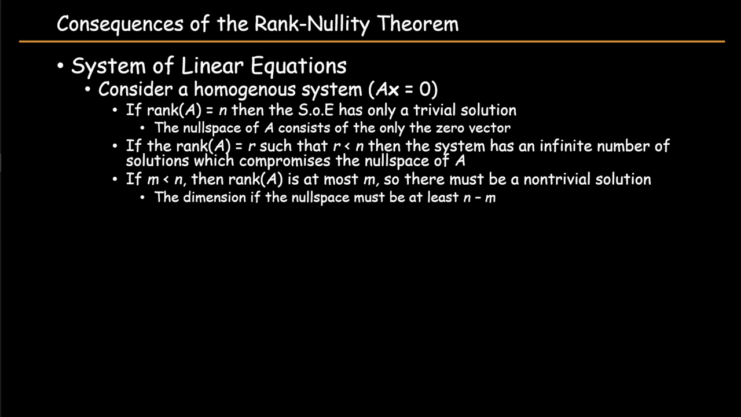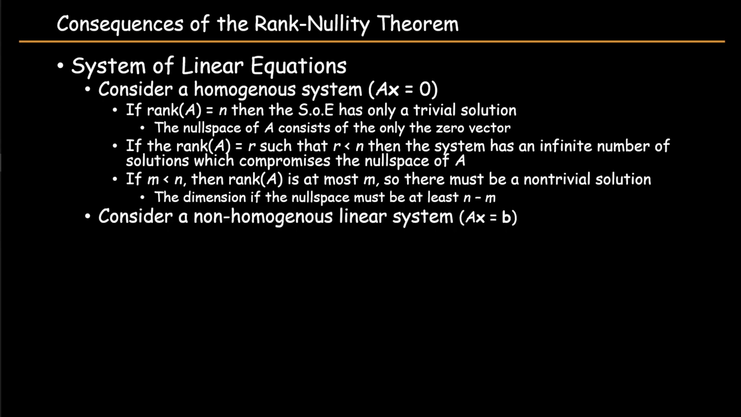So that's pretty much it for a homogeneous system. Now we're going to consider another case, a non-homogeneous linear system, where A of x is equal to a column vector B. Well, now this becomes interesting as well.